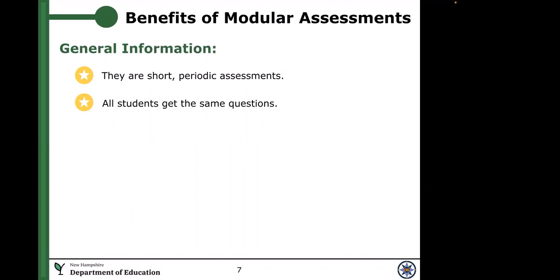The great thing about these modular assessments is that all students get the same questions. So it allows you to see where some misunderstandings might be, or where some additional need might be for your instruction.